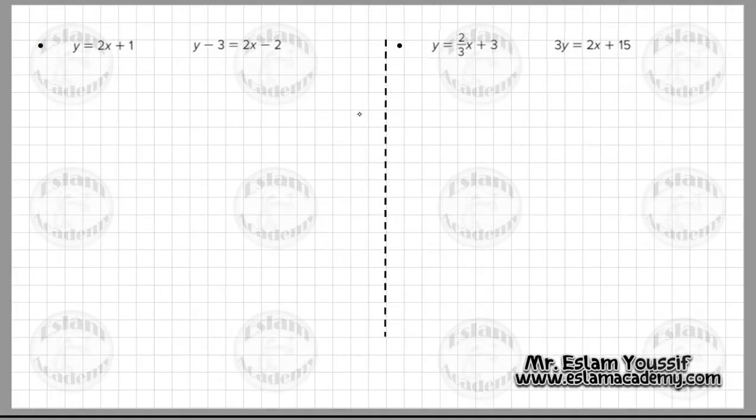In this problem, we need to solve the system of equations by graphing. You will find that the first equation is written in the form y equals mx plus b. So we can find m1, which equals 2. We write it as a fraction, so it will be 2/1. And the y-intercept will be equal to 1.